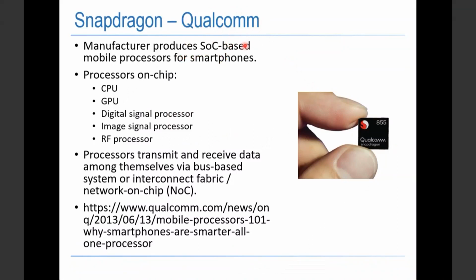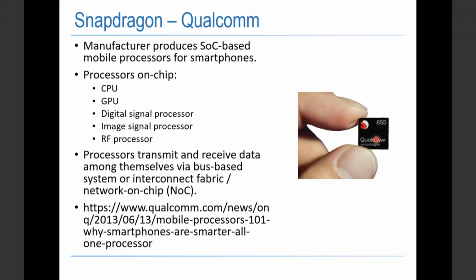Inside of this small chip, it can have the CPU, the central processing unit, and it also has the GPU and the digital signal processor, which is used to process your audio and any digital signals. And if your smartphone comes with a camera, it will have an image signal processor inside of this chip as well, and an RF processor.